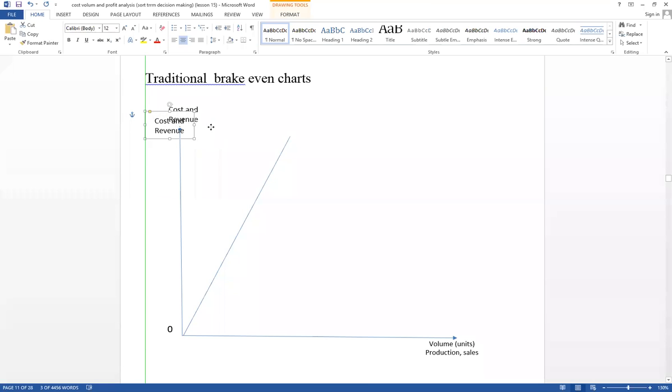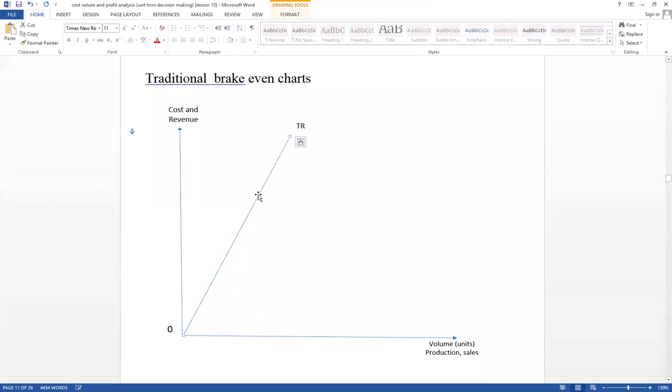Therefore, this one is total revenue, TR. It starts from 0 and increases proportionately. When quantity increases, total revenue also increases proportionately.